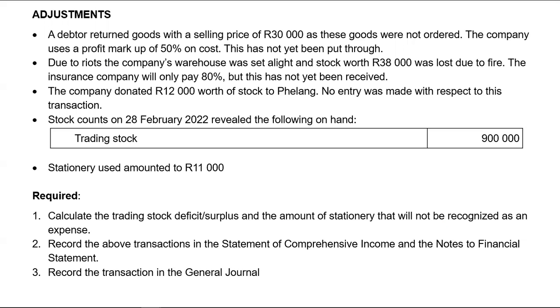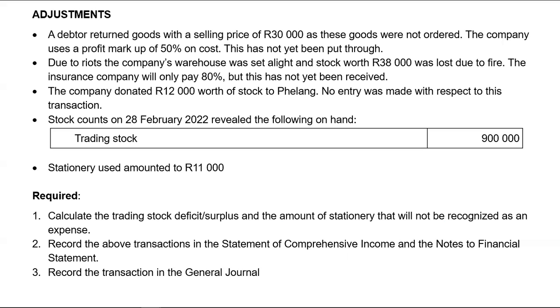So that 38,000 will decrease our trading stock. So our trading stock will decrease by 38,000 because 38,000 worth of stock is not in the warehouse. We have lost it. So we need to adjust our trading stock account that is in the trial balance. Remember, so far, our trading stock account has already been adjusted by actually adding that 20,000. We added the 20,000 because it is the cost price of goods that were returned. Now we are going to subtract 38,000 because this is the cost price of goods that were lost.